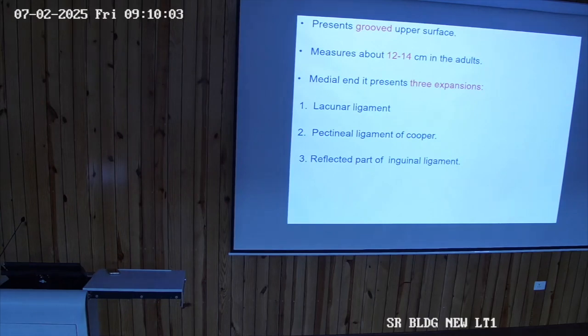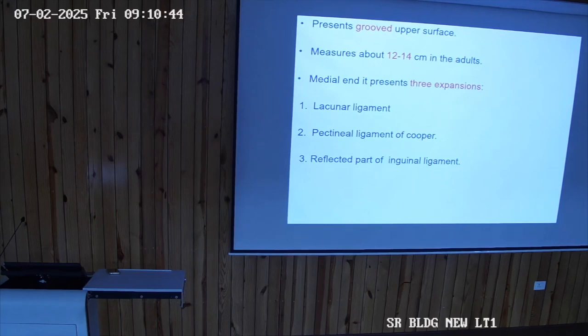The lacunar ligament is a triangular shaped structure, and its apex is attached to the pubic tubercle. Then the pectineal ligament is formed when some of the fibers from the lacunar ligament extend to the pecten pubis. And the reflected part of the inguinal ligament, I will show you the pictures, is formed by some of the fibers from the inguinal ligament at its medial end. All these three extensions are present at the medial end.